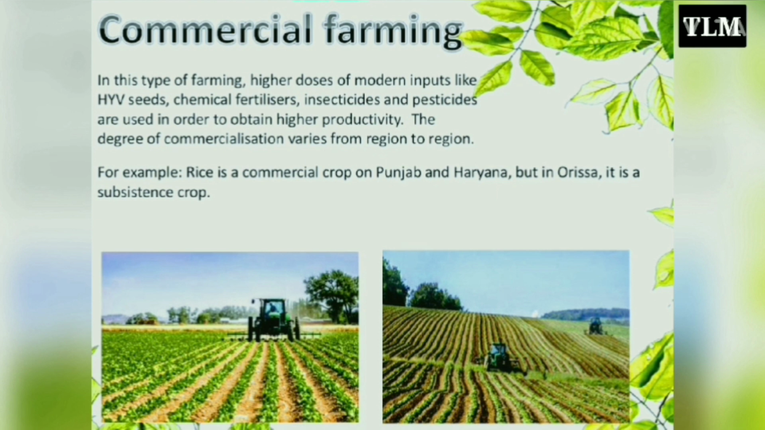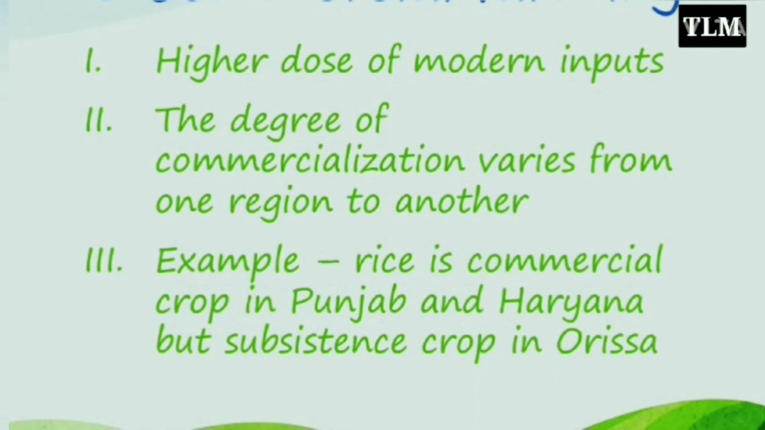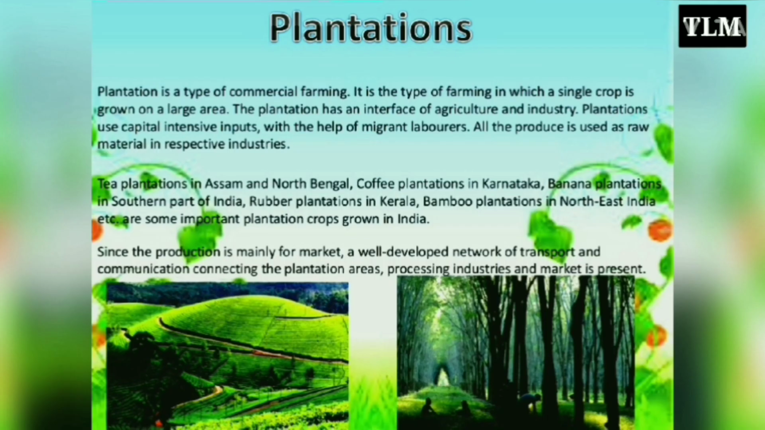For example, rice is a commercial crop in Punjab and Haryana, but in Orissa it is a subsistence crop. The given images below are the examples of commercial farming. Now let's see the key points of commercial farming. There is another commercial farming which is known as plantations. Plantations is a type of commercial farming.